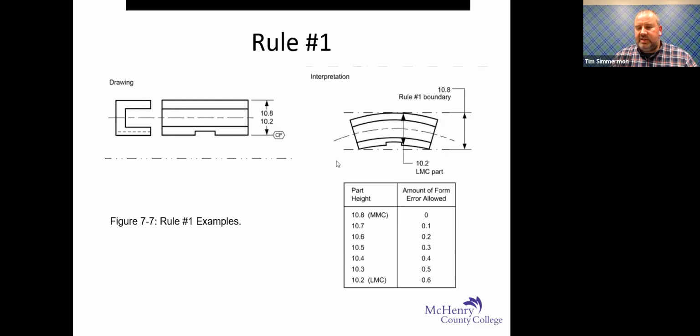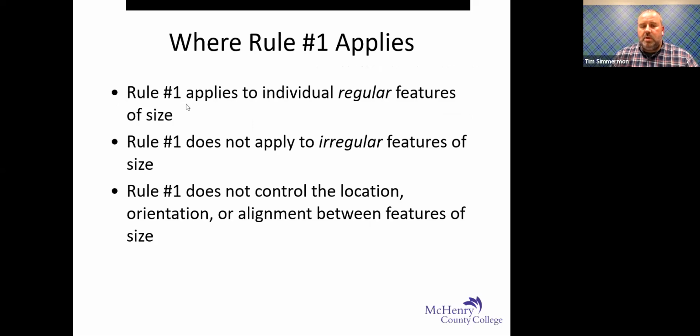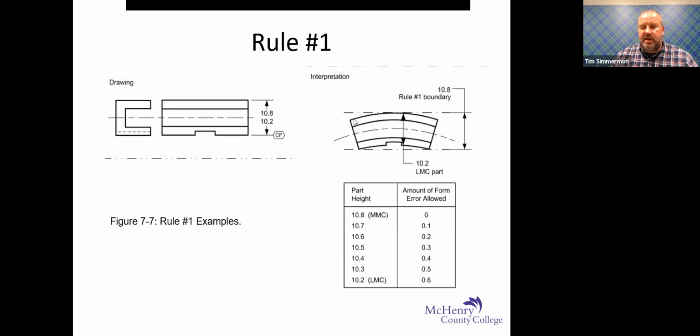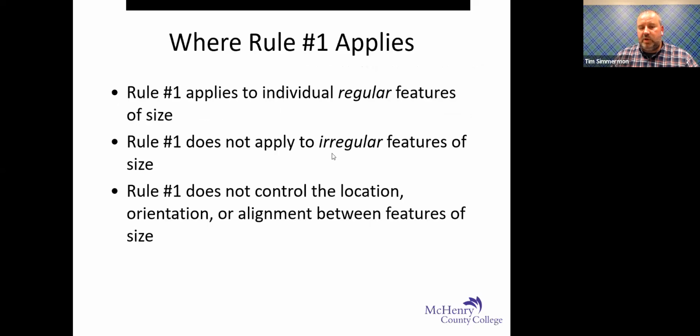We'll talk a little bit about gauges, right? So imagine that this U-shaped channel had to fit into something else that was already pre-cut into a part. If it was bent too much, no way is it going in there. Again, where does rule number one apply? Individual regular features of size. So items like this are regular features of size. For irregular features of size, like a bolt circle pattern, rule number one does not apply. And rule number one only controls form. It does not control location, orientation, or alignment between features of size.